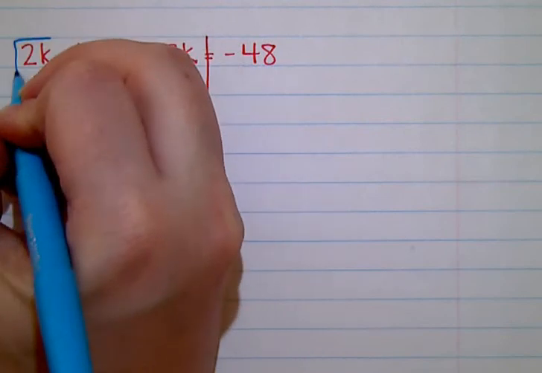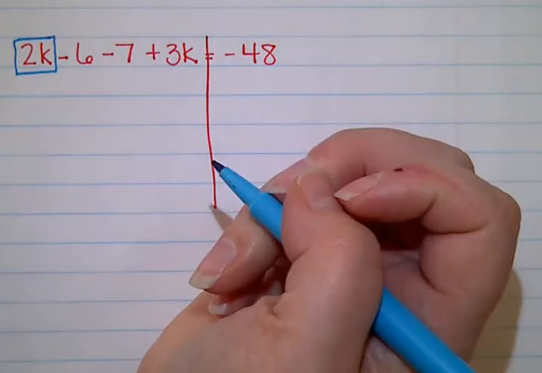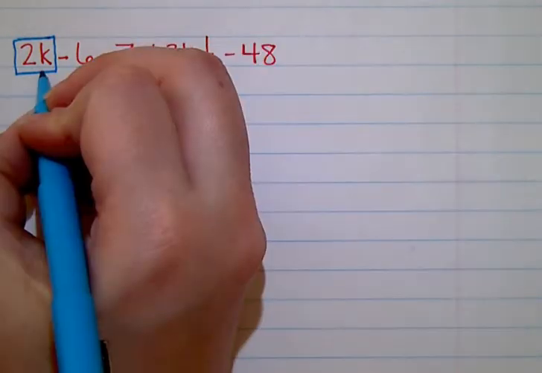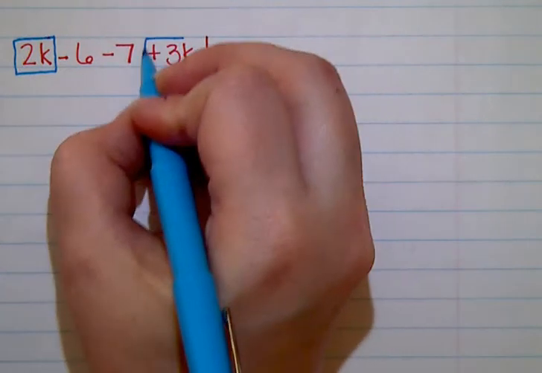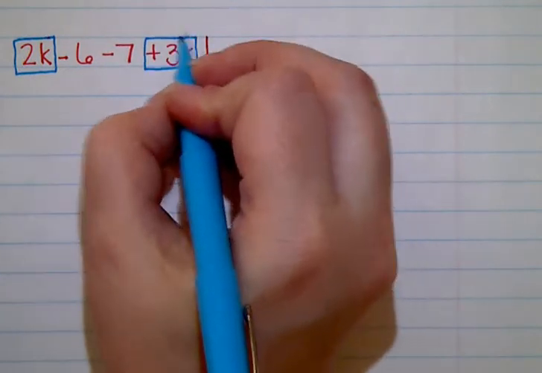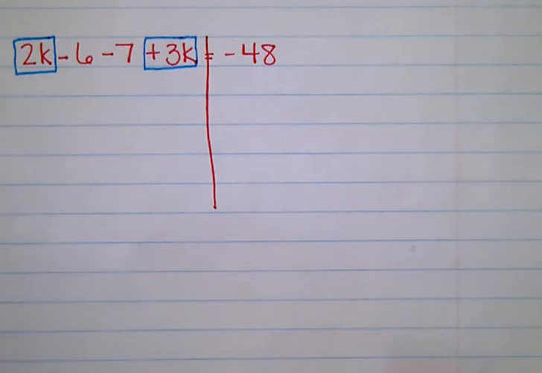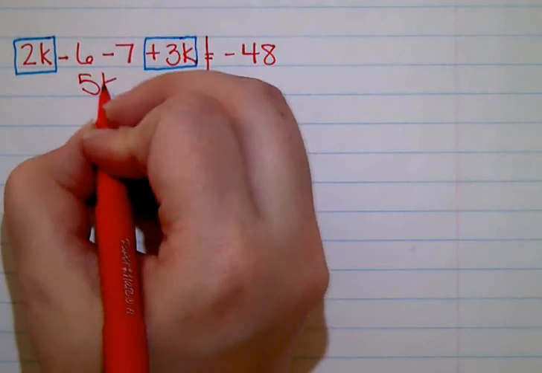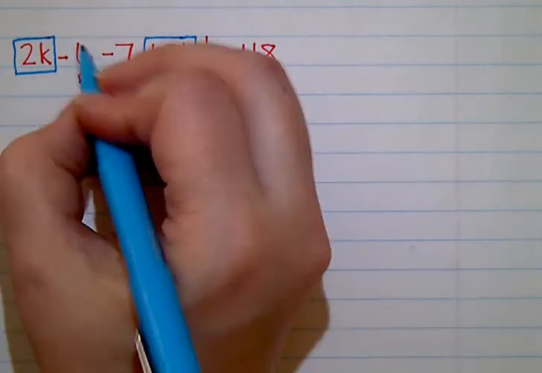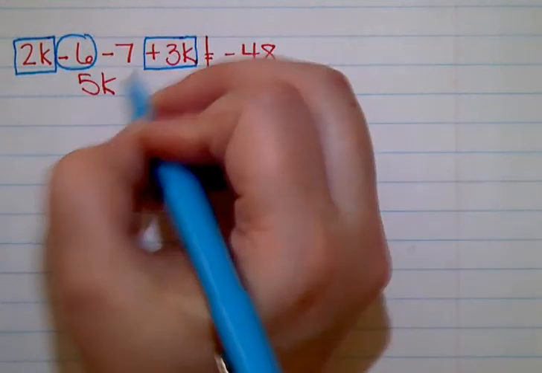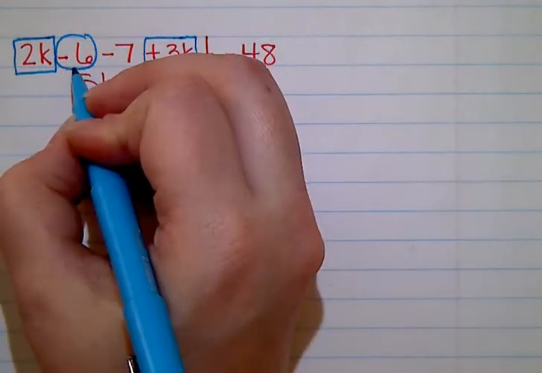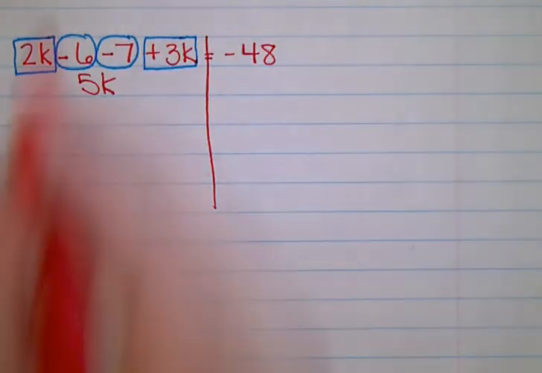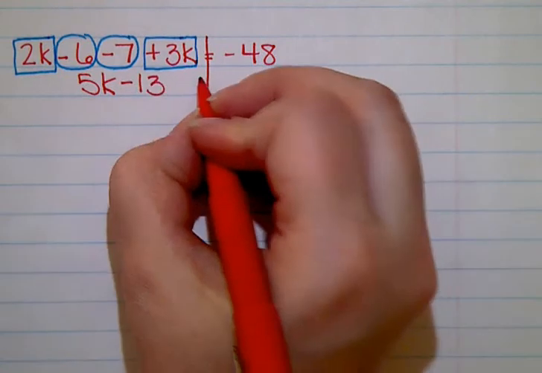Now don't forget, I can only combine like terms if they're on the same side of the equation. So box around that first term and we ask ourselves who looks like that. Now this positive 3k is another term with a k. So 2k plus 3k equals 5k. And I'm not done yet. Let's put a circle around the next term that I haven't used and ask ourselves who looks like this. And this negative 7 looks similar. So negative 6 minus 7 is a negative 13 equals negative 48.